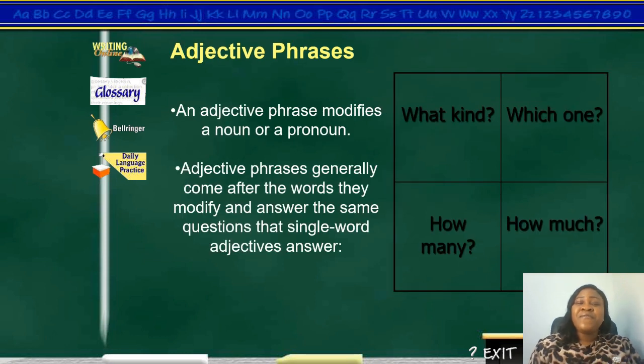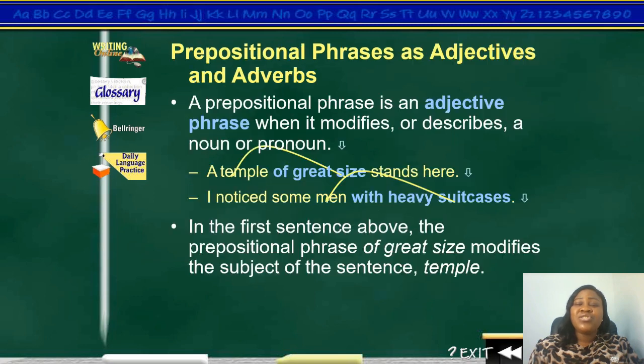An adjective phrase modifies a noun or a pronoun. Adjective phrases generally come after the words they modify and answer the same questions that single word adjectives answer. They answer questions like what kind, which one, how many, how much, and so on. A prepositional phrase is an adjective phrase when it modifies or describes a noun or pronoun.